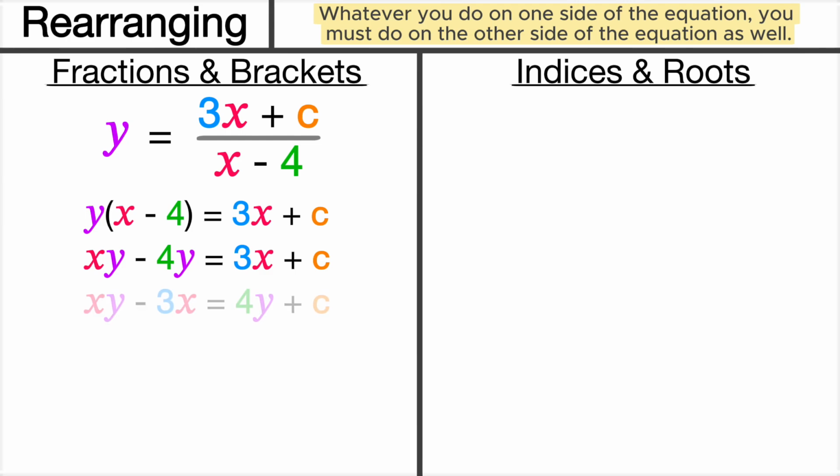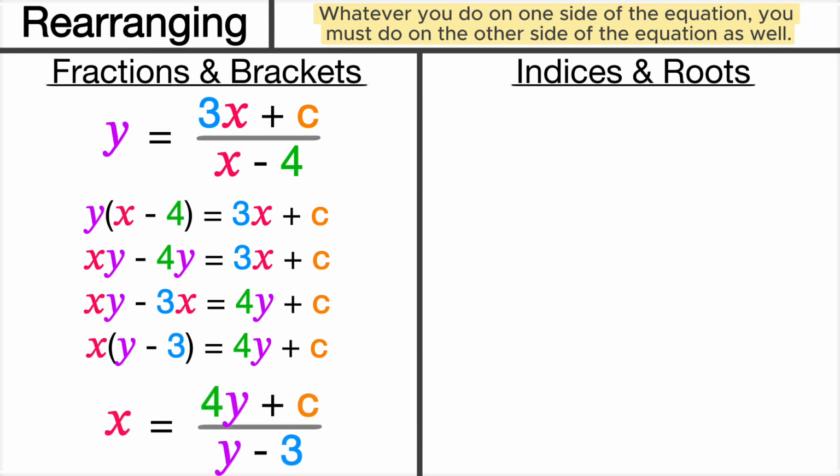This gives you the equation xy minus 3x equals 4y plus c. Now you can factorize out the x from the left side of the equation to get x bracket y minus 3 equals 4y plus c. The final step is to divide both sides by y minus 3.